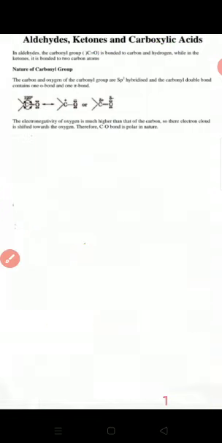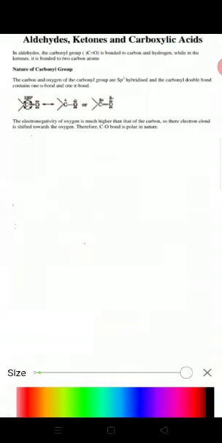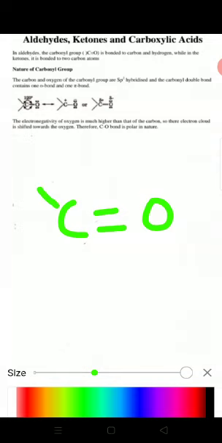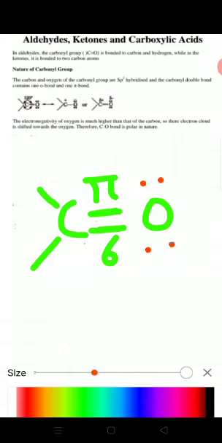Students, see here the nature of the carbonyl group. This is carbon and this is oxygen. This carbon and oxygen are bonded by a double bond. Out of this, one is a sigma bond and one is a pi bond. This oxygen carries two lone pairs on it.